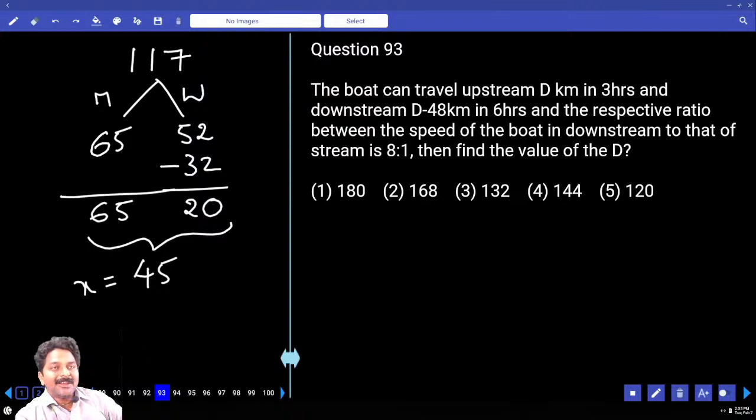In upstream, how many kilometers covered? In downstream, how many kilometers covered? D minus 48. So more distance is covered in which? Upstream, right? So now downstream distance is less than upstream distance. Downstream speed is more than upstream speed. Then the time taken in downstream must be more than upstream time or less than upstream time?